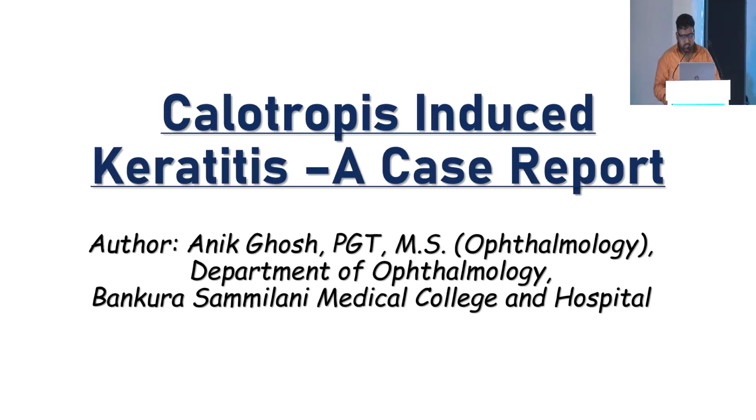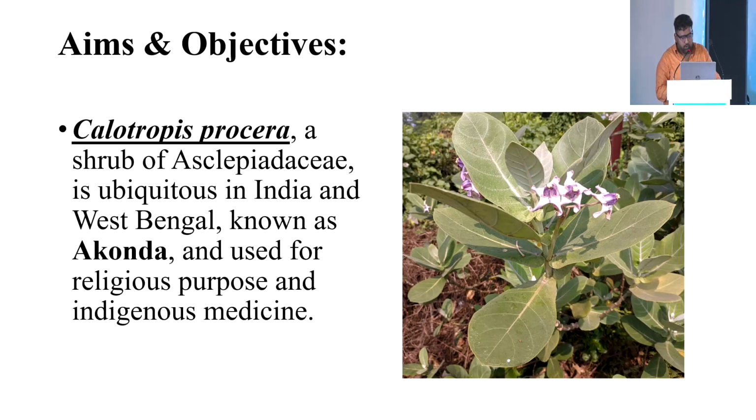I would be presenting an interesting case, that is Calotropis induced keratitis. So, what is Calotropis? Calotropis is a shrub and it is ubiquitous in India, especially in West Bengal, and it is known here as Akondo. Now, where is it used?